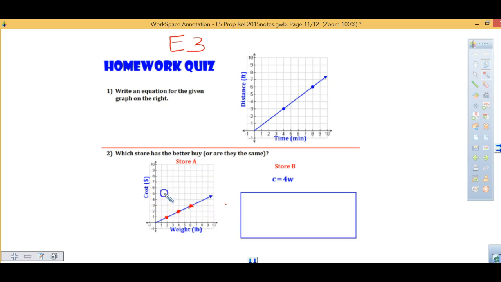So I will put that up. This one was at 4, 2. This point was at 6, 3. So if you couldn't see those points, that might help you to answer which one is a better buy or if they are the same.